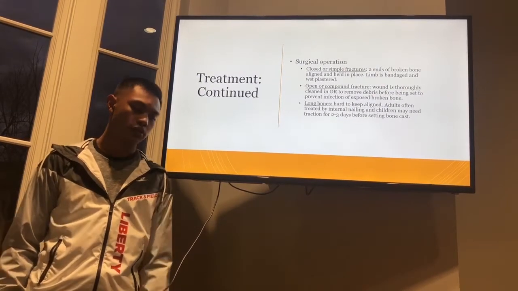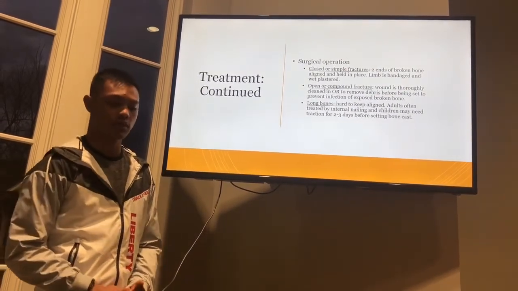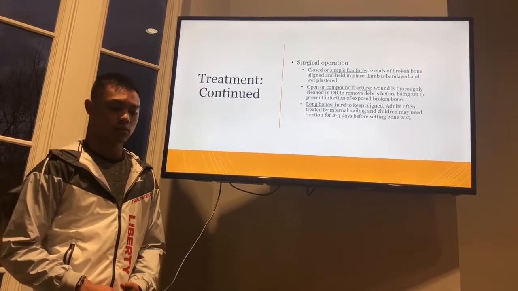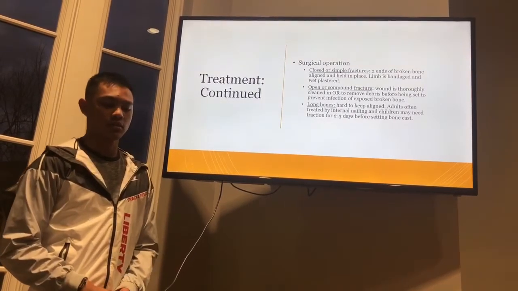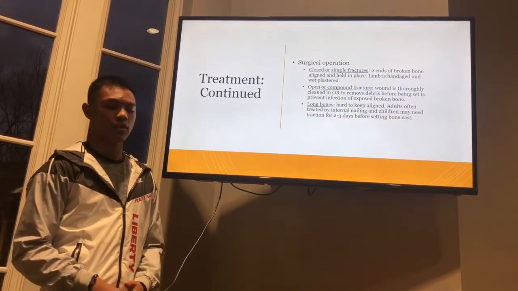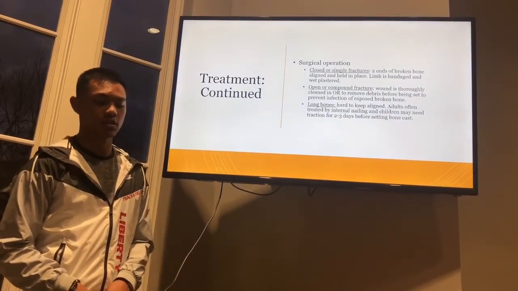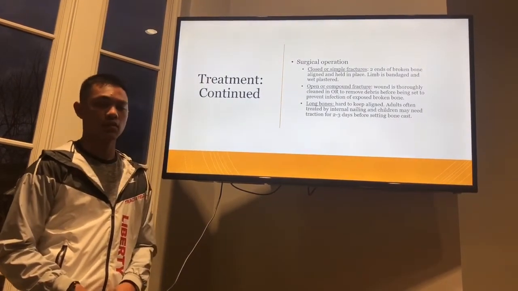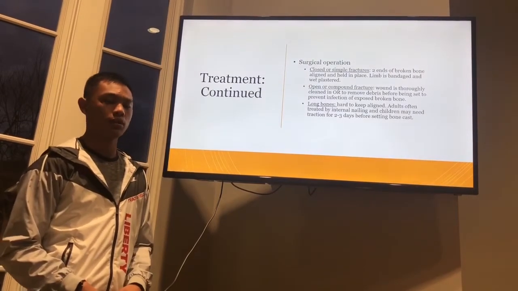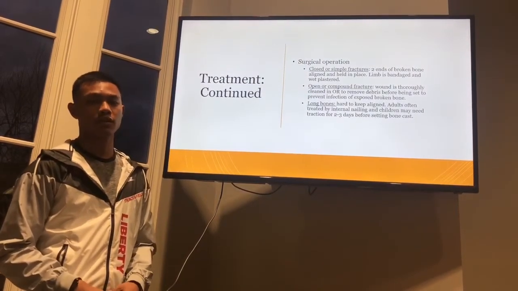For surgical operations, for closed and simple fractures, the 2 ends of the bone are aligned and held in place. The limb is bandaged and wet plastered. For open and compound fractures, the wound is thoroughly cleaned in the OR because you want to prevent infection of the bone.